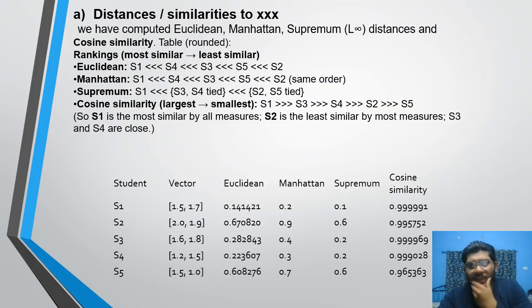Now this is the table which shows the vector value, the Euclidean value, Manhattan value, supremum value, and cosine similarity value, right? And we have given the rankings S1, S2 based upon these. Okay, now we will go to the next slide. You can understand how we got the S1, S2, S3 rankings.